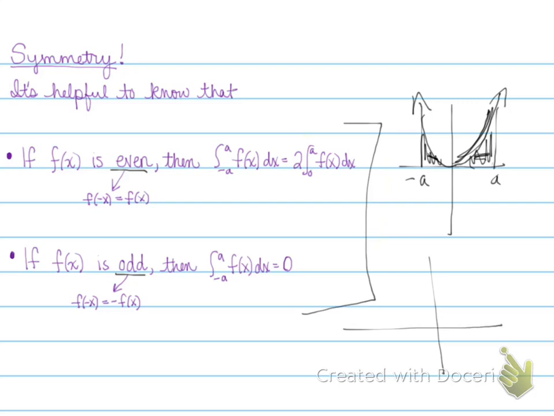Let's try to draw one that's symmetric about the origin. In this one, you can see that if this is your negative a, and here's a, that this negative area over here is going to cancel out this positive area over here. The negative area down here cancels out the positive area here, and your answer would be 0. There's some quick examples there. That's just something to know.